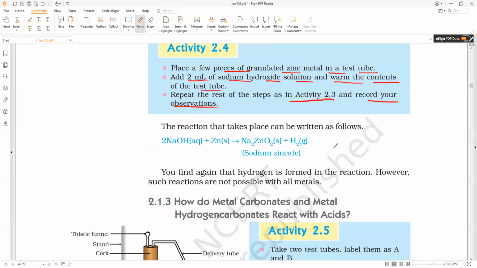Sodium zincate, Na2ZnO2, will form. But actually it will come in the aqueous state only. Here they mentioned solid state, but okay, according to NCERT, if they ask, you can write solid state only. Is it a new version? Is it mentioned as solid state? Verify it, everybody.